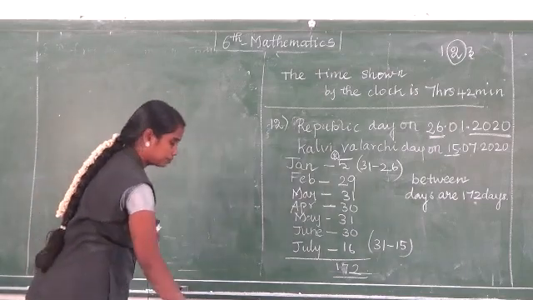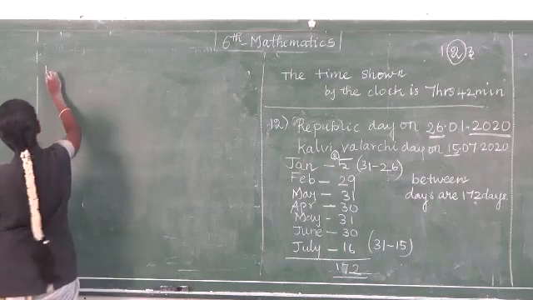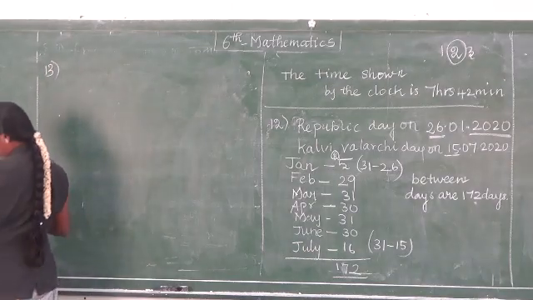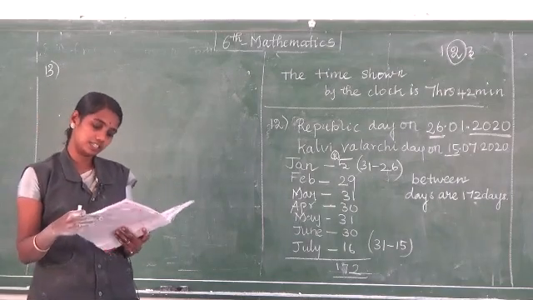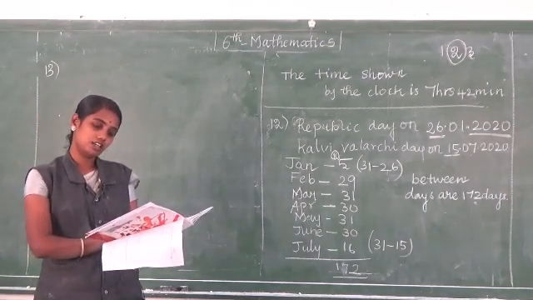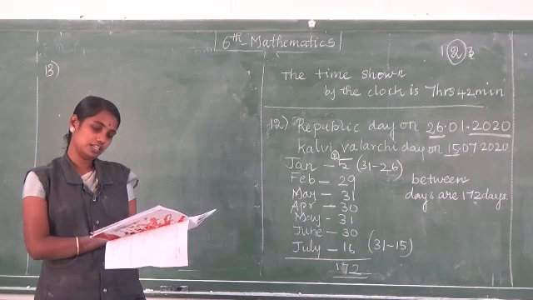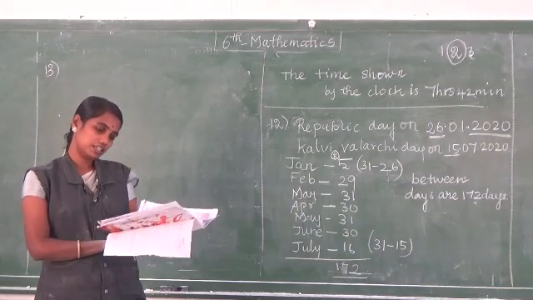Question number 13 is, if 11th January 2018 is Thursday, what is the day on 20th July of the same year? 20th July of the same year.